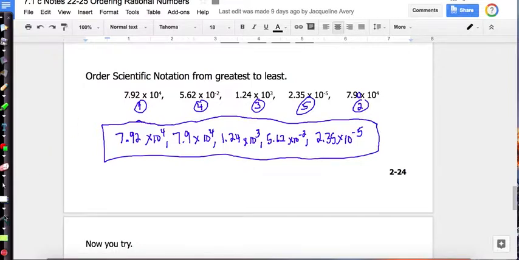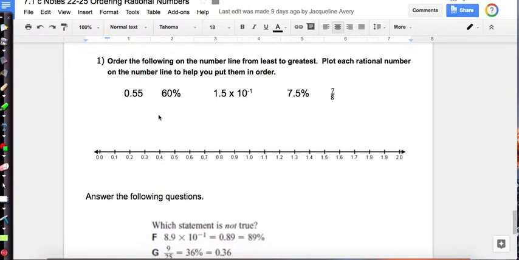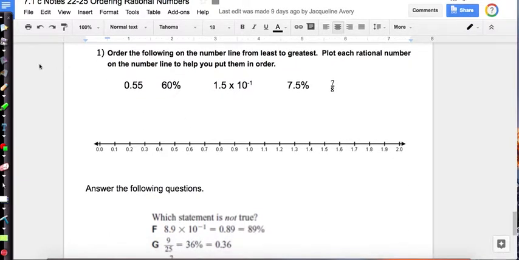Now, look at the last one, last page here. And before you try them on your own, I want to do this number line together. So it says, order the following on the number line from least to greatest. Plot each rational number on the number line to help you put them in order. So this first one is 55 hundredths. So where would that fit on this number line?